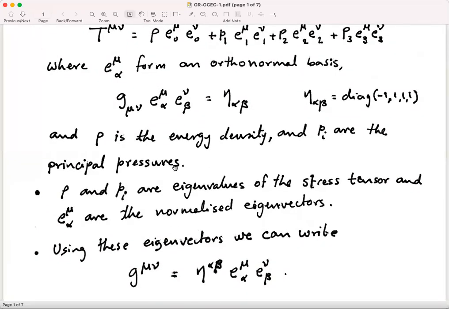So, using these eigenvectors, we can also invert this equation and write down G mu nu inverse, okay, in terms of these E's in this particular fashion. G mu nu inverse is equal to eta alpha beta contravariant tensor times E mu alpha E nu beta. Okay, so this is in some sense what is called the completeness relation, which just means that E mu alpha forms a complete basis so that you are able to invert this relation. If it does not form a complete basis, then you won't be able to invert it. So in that sense, this equation is typically referred to as the completeness relation for E mu alpha.